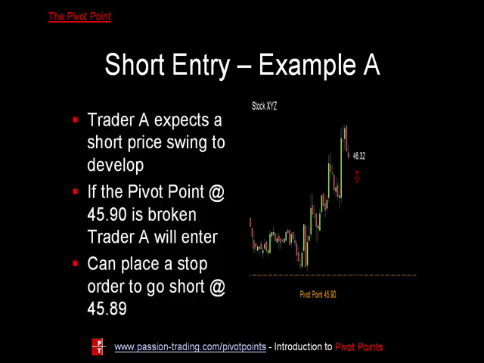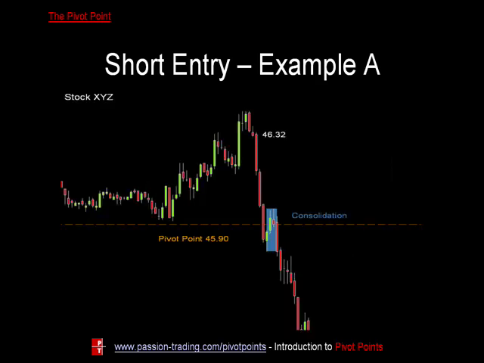Now our fictitious trader A expects a short price swing to develop. If the pivot point at 45.90 is broken, trader A will enter. They can place a stop order to go short at 45.89 or wait and enter a market order manually. So let's move things forward a bit.